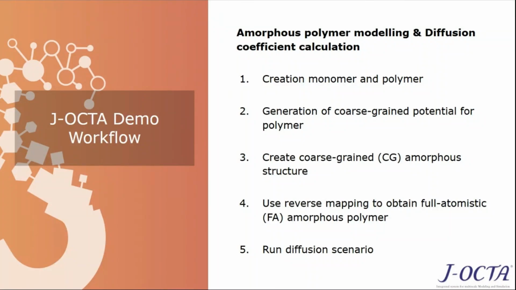I will create a coarse-grained amorphous structure. I will start creating a monomer, then a polymer. I will define the coarse-grain potential for my polymer. And once the amorphous structure is created, I will also show you how to use the reverse mapping function that I was mentioning before to go back to a full atomistic description of the amorphous polymer.